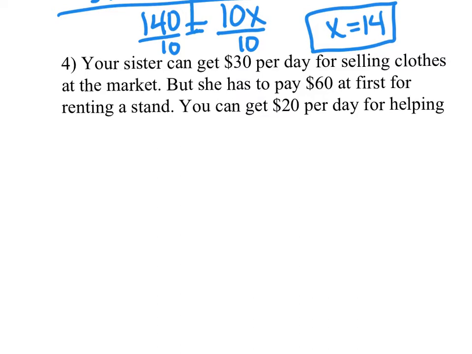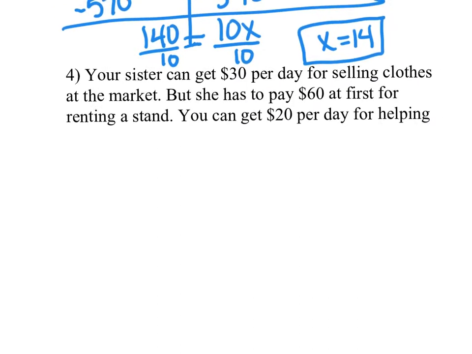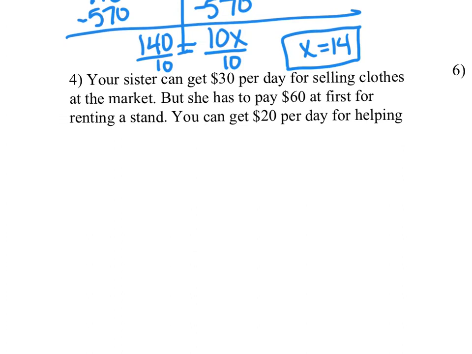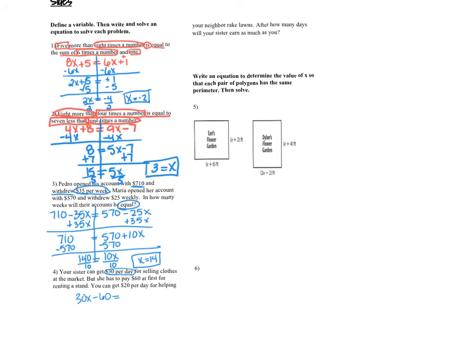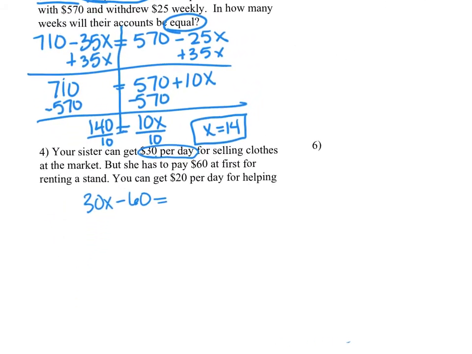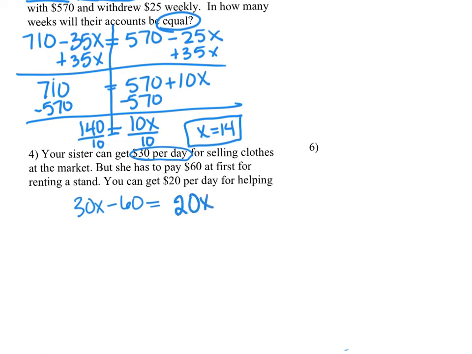Number 4. It says your sister can get $30 per day. Guys, that's telling you something. That's going to be 30x for selling clothes at the market. But she has to pay $60 for renting a stand, so you would subtract the 60. And you can get $20 per day for helping your neighbor rake lawns. How many days will your sister earn as much as you? So you're going to equal 20x over here. I hope that's what yours look like.